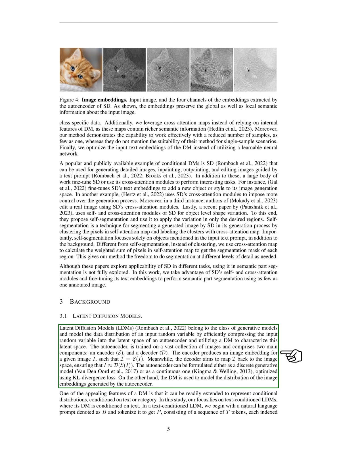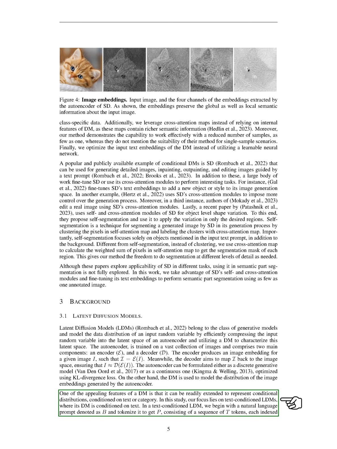The autoencoder can be designed as either a discrete or a continuous generative model, and its performance is optimized using a measure called KL divergence loss. The LDM also uses a diffusion model, DM, to understand the distribution of the compressed image representations created by the autoencoder. One of the great things about a DM is that it can be adapted to represent conditional distributions, which are distributions that depend on certain conditions, such as text or category. In our study, we're particularly interested in LDMs that are conditioned on text.